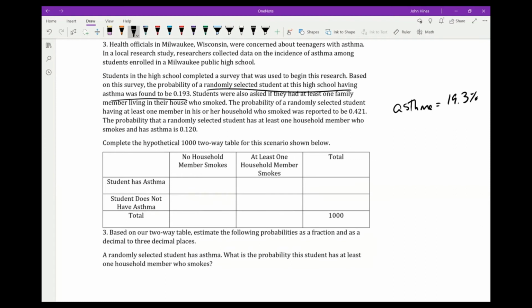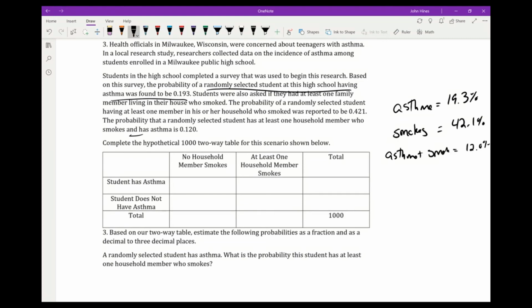Students were also asked if they had at least one family member living in their house who smokes. The probability of finding someone who has someone who smokes is 42%. So the probability of someone smoking in their household is 42.1%. The probability that a randomly selected student has one member smoking and asthma is 12. So asthma and smokes is 12.0%.